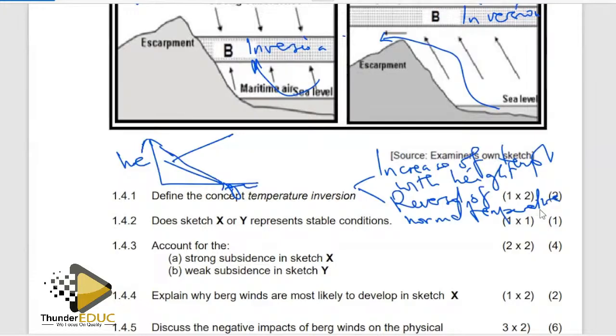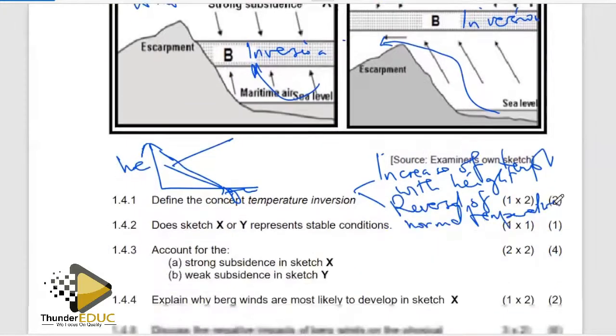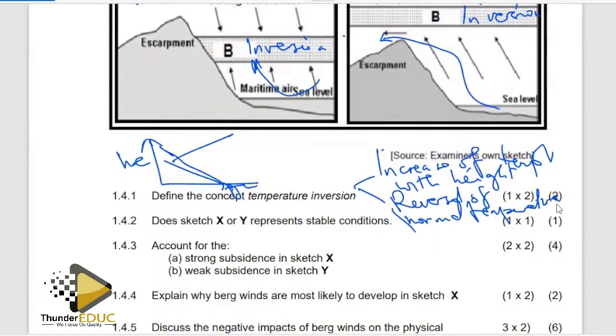Right. Does sketch X or Y represent stable conditions? Where do we get stable conditions? It's in the first sketch, sketch X. Stable conditions, we get them in X. Here, because there is no incoming air, the air is blocked, we have stable conditions. Here is unstable.